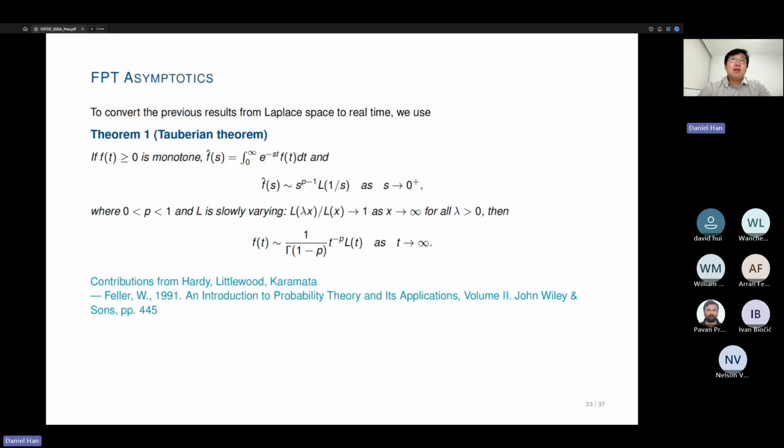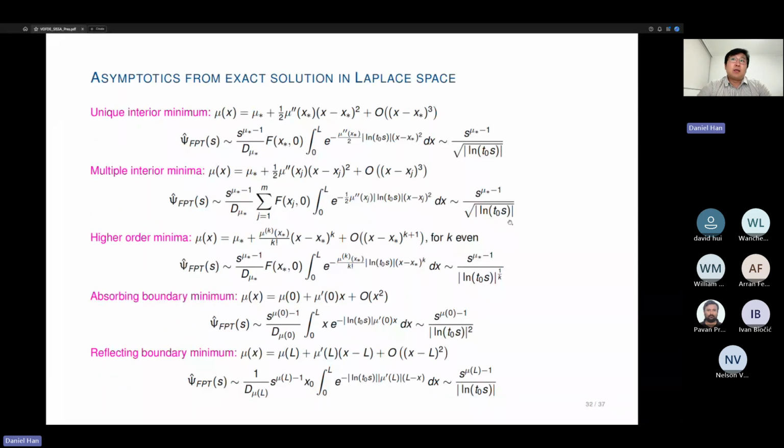So if I go back, you'll see that in this case, nu would be a half. Right? So when there's a unique interior minimum or multiple interior minima, nu is a half. For higher order minima, nu is 1 on k, where k is the order of the minimum that you have, and k is always even. For the absorbing boundary minimum, nu is 2, and for the reflecting boundary minimum, nu is 1.